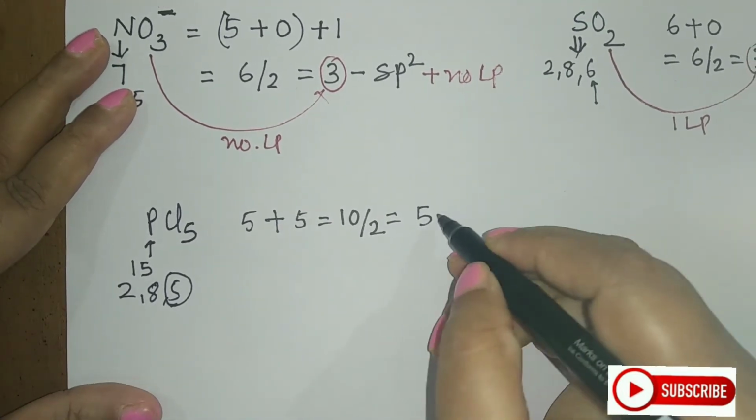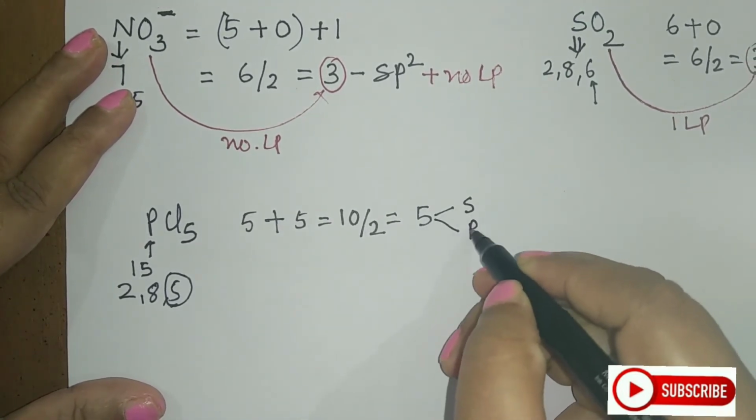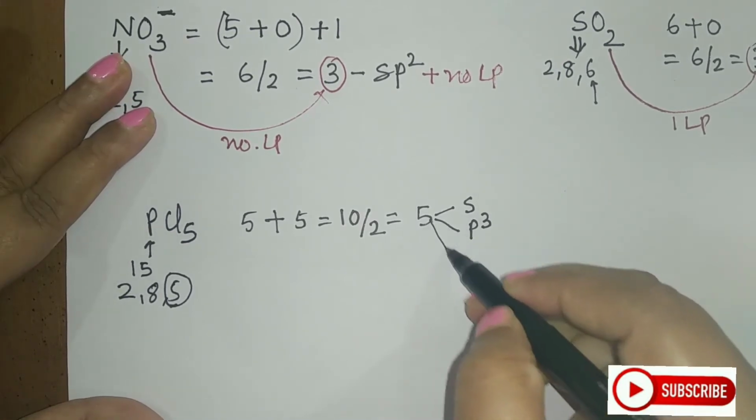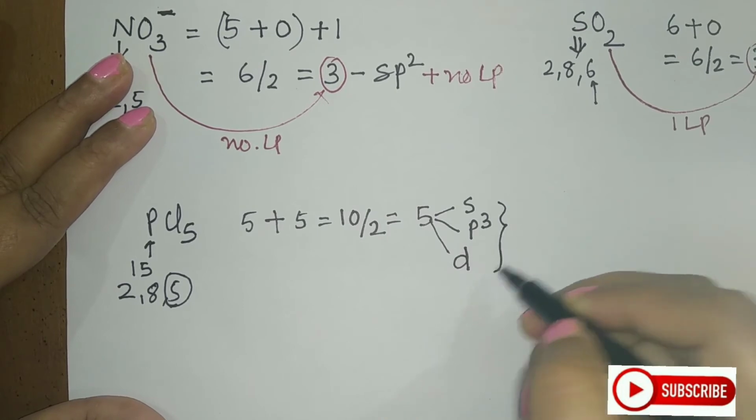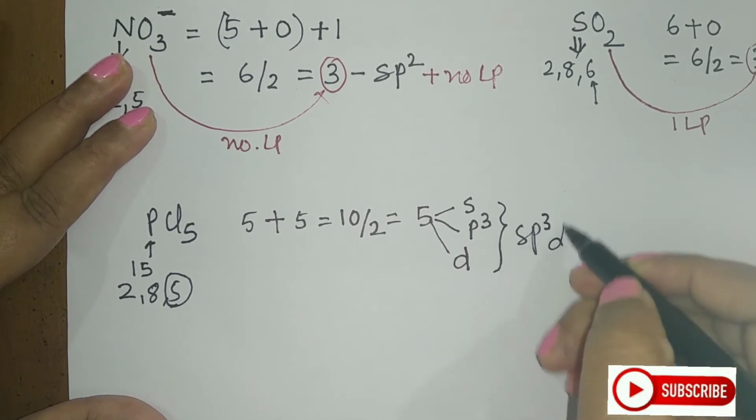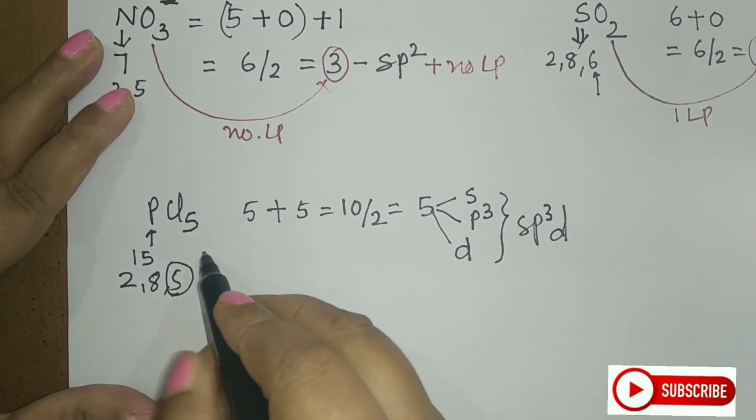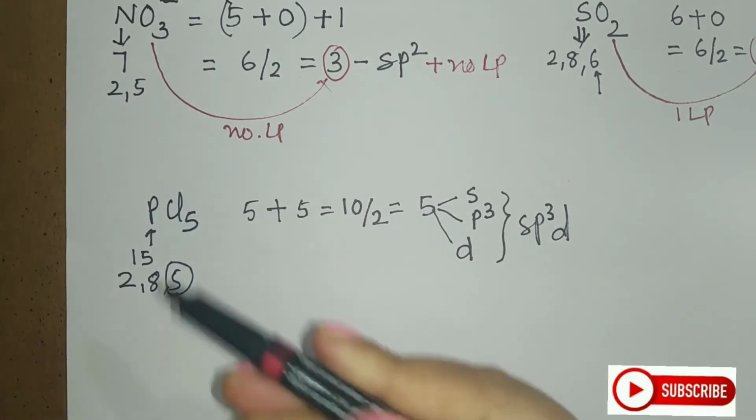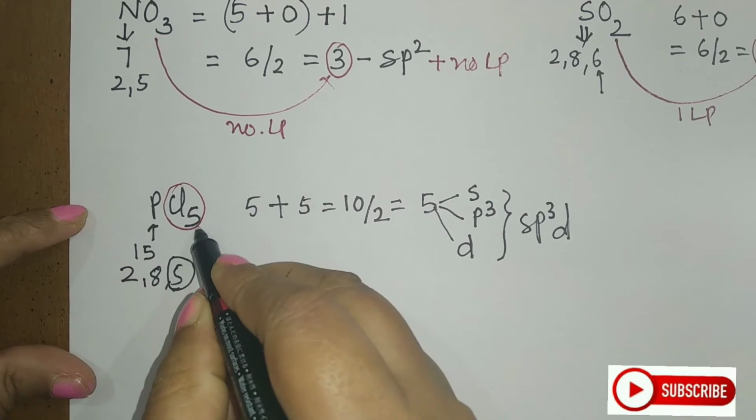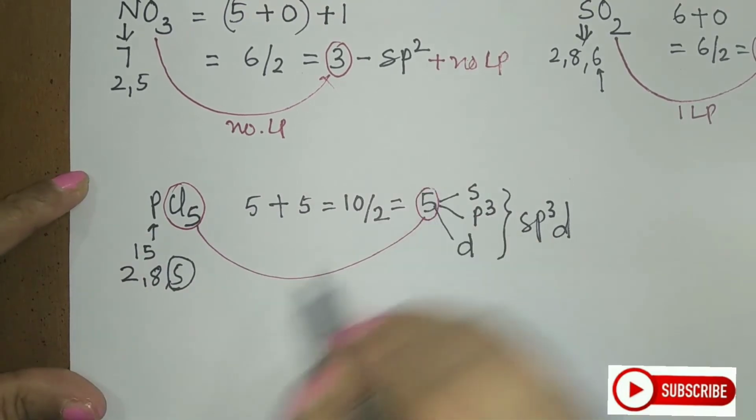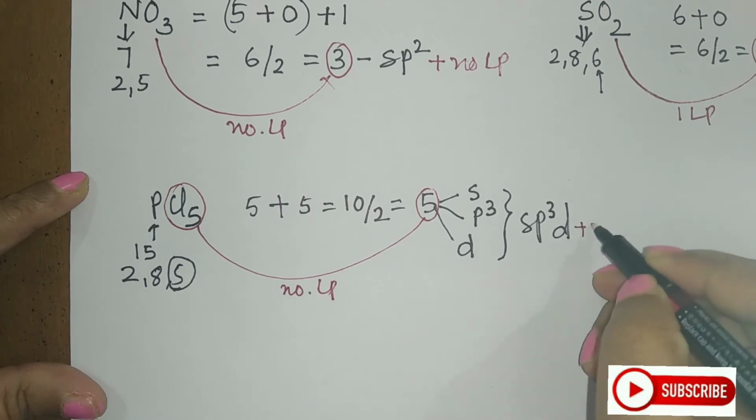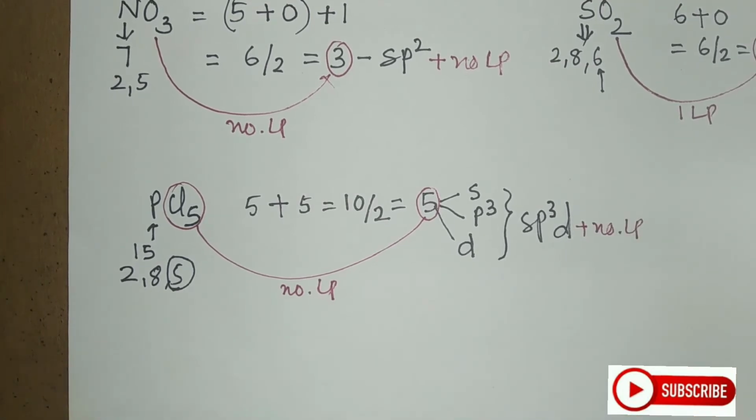How will I split this? This will give me s, then it will give me p3. 1 and 3, 4. One more is left, so I will go for d. So the type of hybridization will be sp3d. Let us try for the number of lone pairs if present. So I will check this. This is 5 and the number you got here is also 5, means it is the same. So no lone pair. So this will undergo only sp3d hybridization.